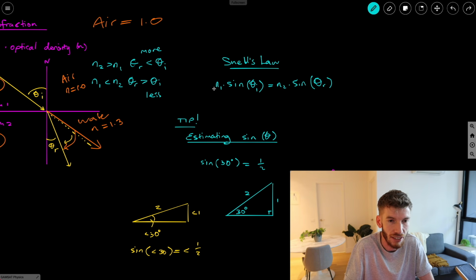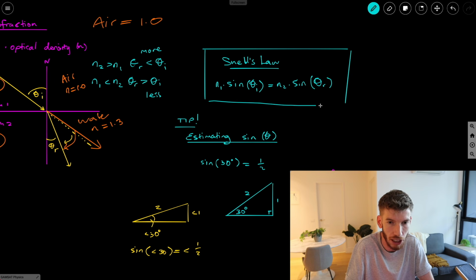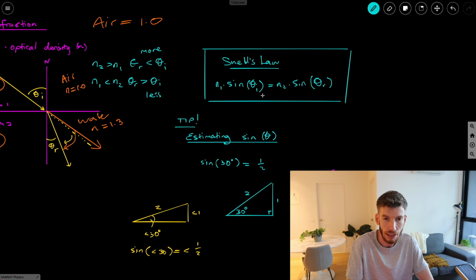Then we have over here Snell's law. So this is really the mathematical relationship between them, which I'll briefly mention. So you can actually relate the angles of incidence and refraction using the sine ratio, and then also with the optical densities. So the first medium's optical density times the sine of the angle of incidence should be the same as the second optical density times the sine of the refraction, like that.